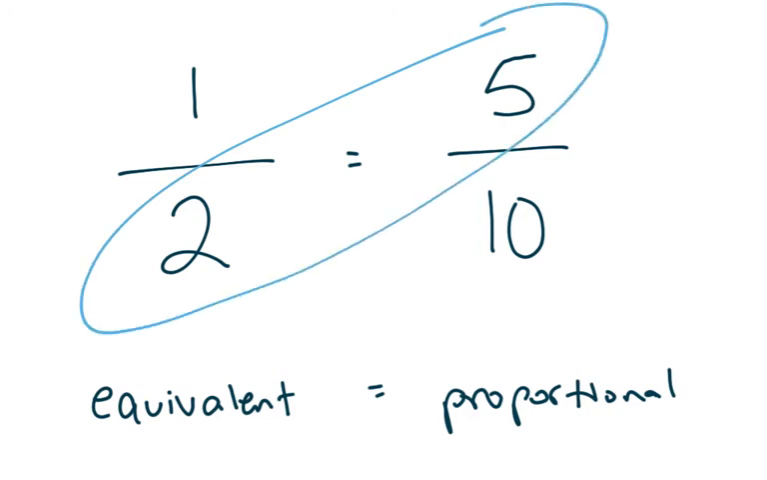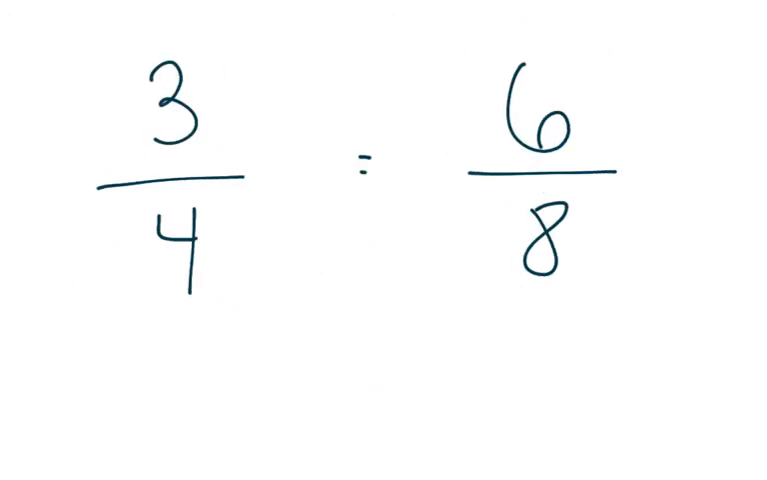So cross products means times. 5 times 2 is 10, and then I can divide by either one of these numbers to get the other number. So I get 5 times 2 is 10, divided by the 10 here gives me 1. Here's another set of equivalent fractions, and therefore they are proportional fractions. And I'm just going to show you this butterfly method another way.